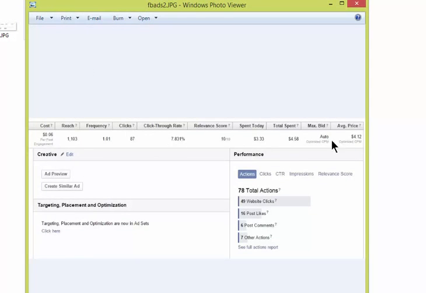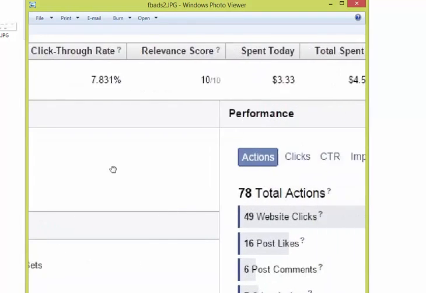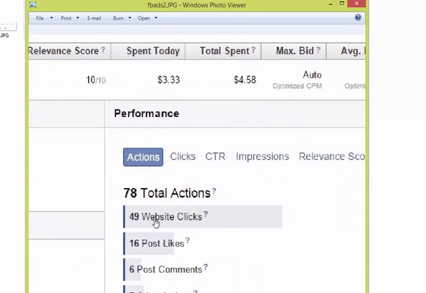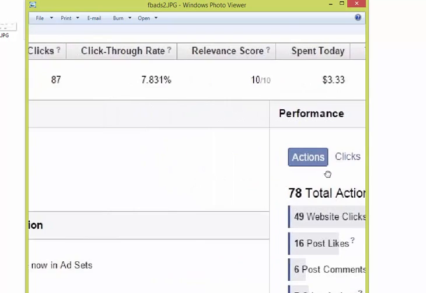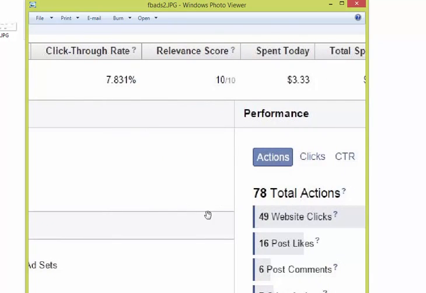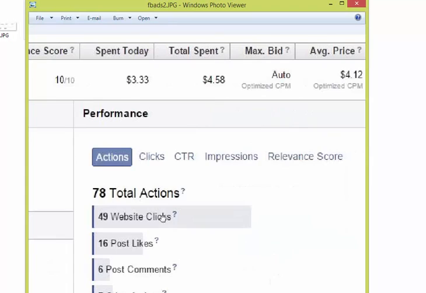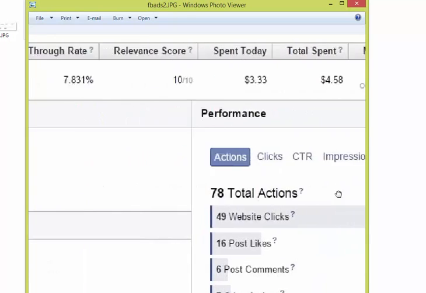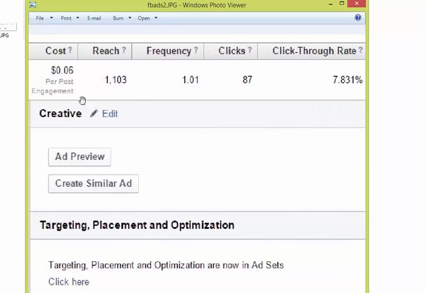Let's see this one as well. Here's one of the ads. There are really two which I kept. Let's make that a bit bigger again. From this ad I had 50 website clicks, 16 post likes, 6 post comments, and 7 other actions. The relevance score was 10, the click-through rate was 7.831, and you can see overall I spent $4 on that.